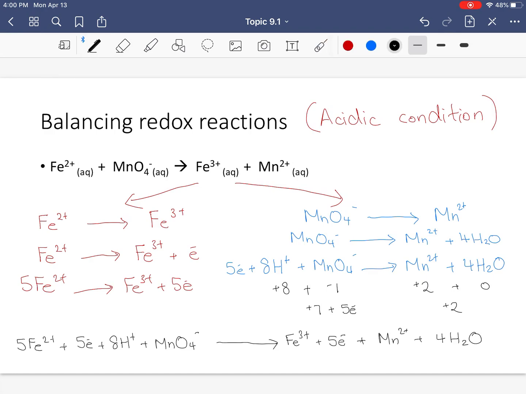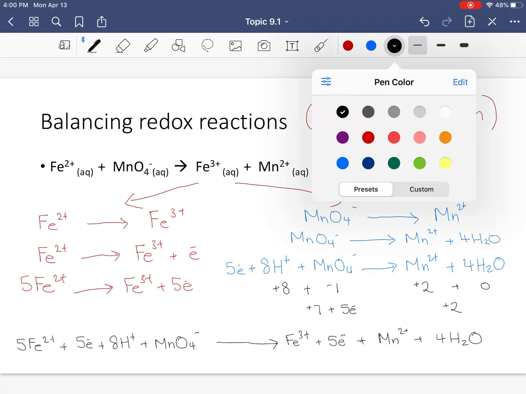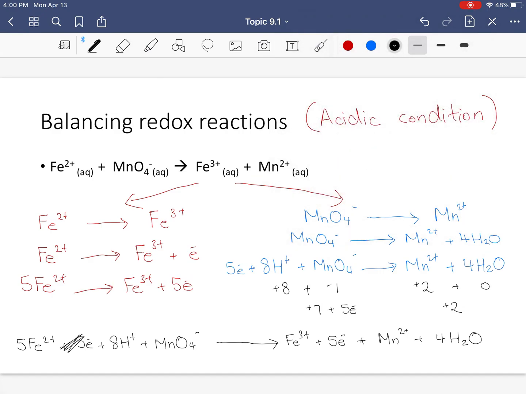Now let's see what can be crossed out here. Not too many things. We said that electrons will cross out. We made it that way so they can cross out. You can't cross out the iron because they're actually different iron. One is +2 iron, one is +3 iron. Can't cross out H's, there's no H's on the right. Can't cross out MnO4 because there's no MnO4 on the right. And hey, guess what? We're done. This is how you balance a redox reaction. I know, it's a lot of work.